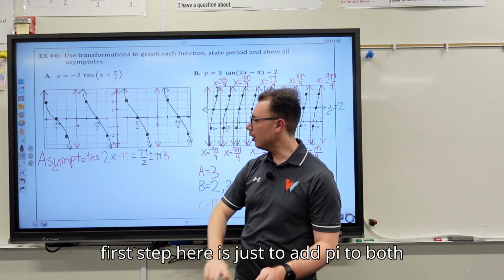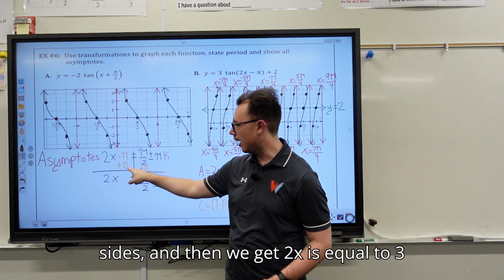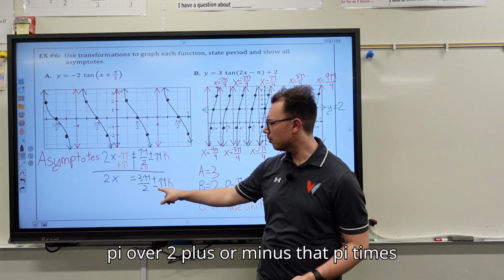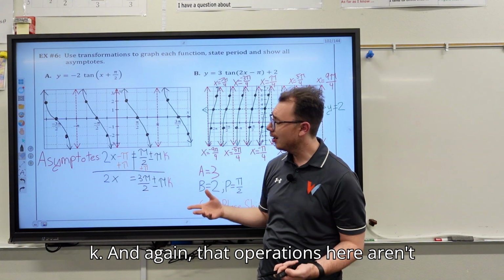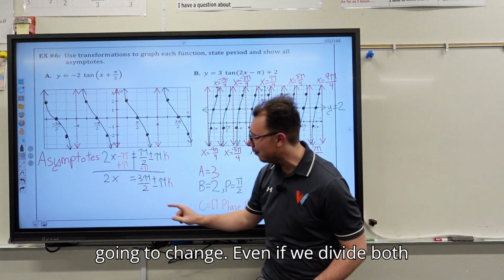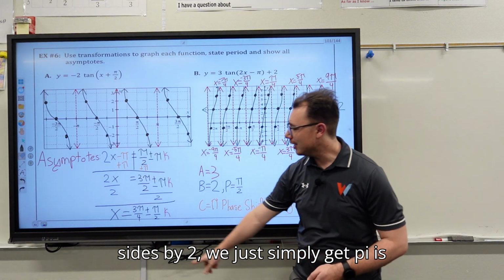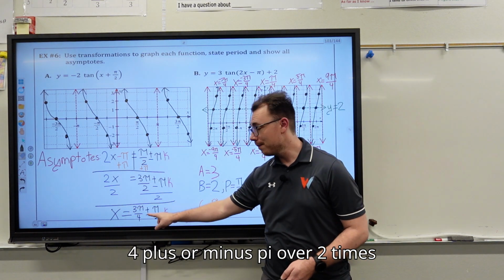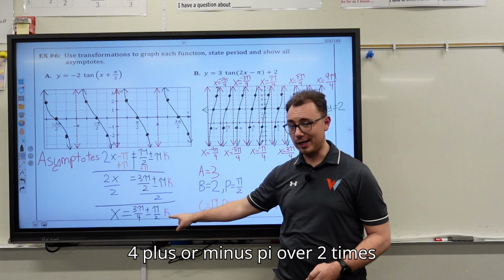We set that argument to the equation for our asymptotes of that parent function and then solve for x. That first step here is just to add pi to both sides, and then we get 2x is equal to 3 pi over 2 plus or minus pi times k. And again, the operations here aren't going to change. Even if we divide both sides by 2, we just simply get x is equal to 3 pi over 4 plus or minus pi over 2 times k.